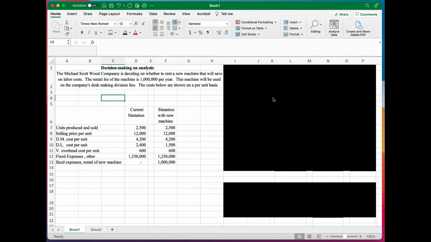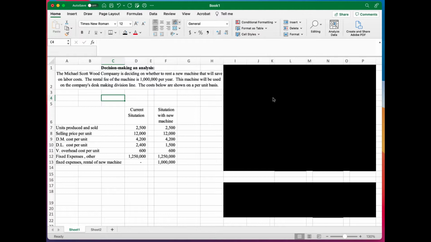So the facts of the case are this. The Michael Scott Wood Company is deciding on whether to rent a new machine that will save on labor costs. The rental fee of the new machine is $1 million per year. This machine will be used on the company's desk-making division line. The costs below are shown on a per-unit basis.